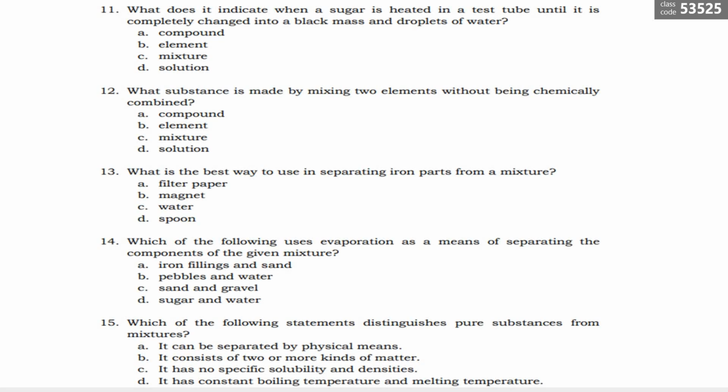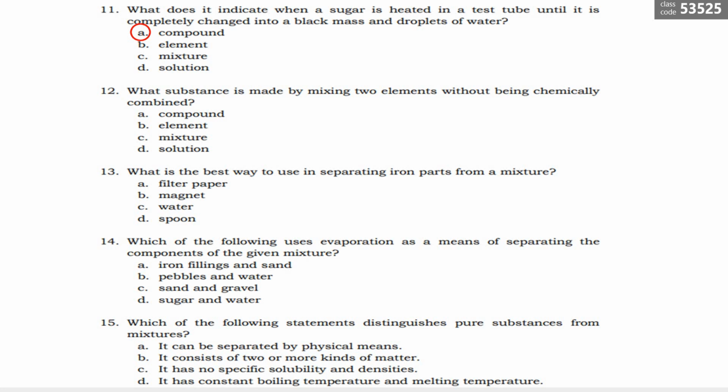Number 11. What does it indicate when sugar is heated in a test tube until it is completely changed into a black mass and droplets of water? A. Compound. B. Element. C. Mixture. D. Solution. Go. Okay, time is up. Let us reveal the answer. The correct answer is A. Compound.